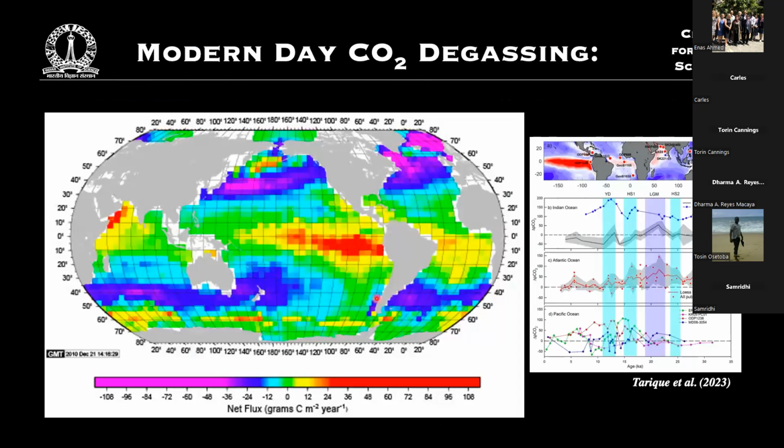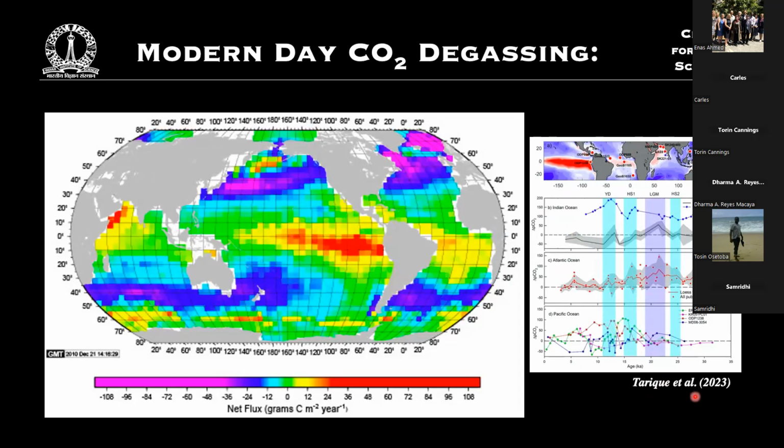In the modern day, we observe that the equatorial Pacific is a large source of CO2, and most of the reconstruction of past CO2 exchange is constrained mostly to the equatorial oceans. We have the Indian Ocean data, we have the Atlantic Ocean, we have the Pacific Ocean for the last 35,000 years. This is a compilation from Tariq's work. This is not Tariq's work.